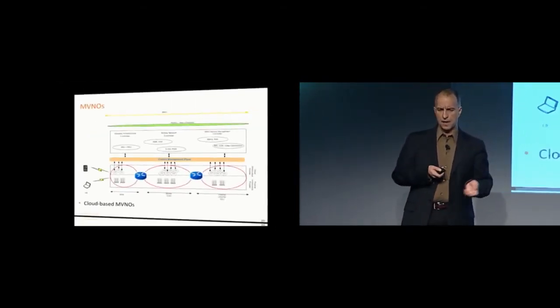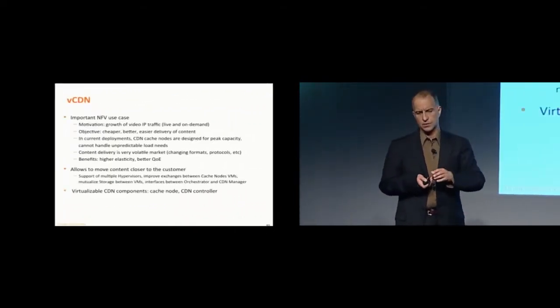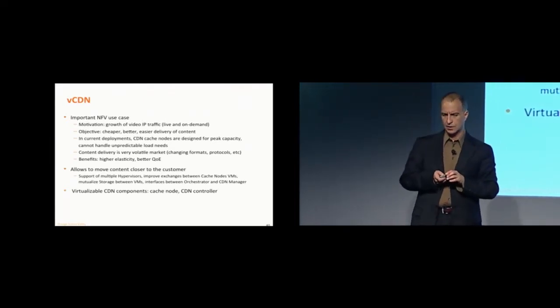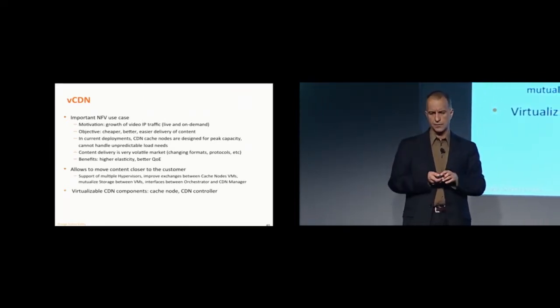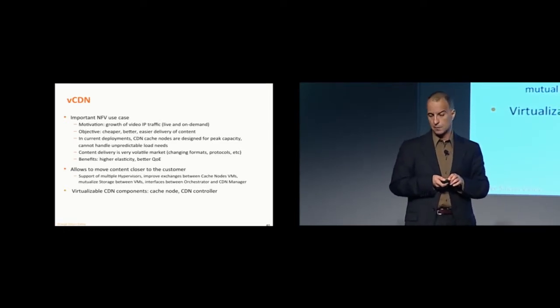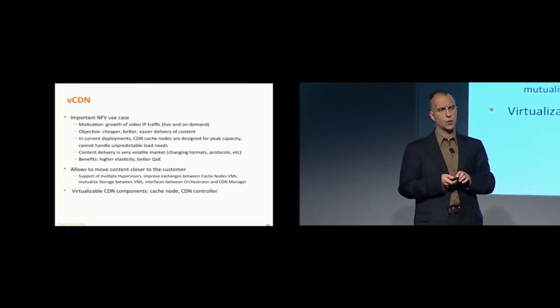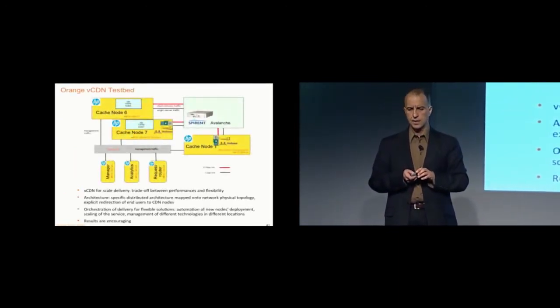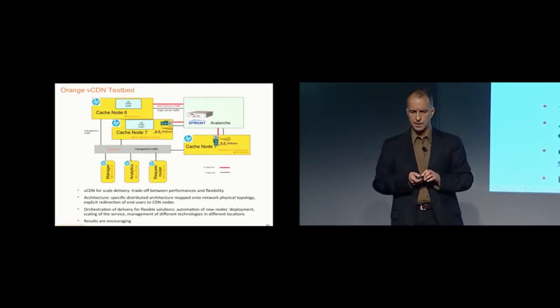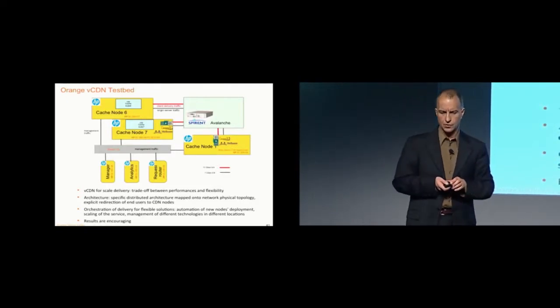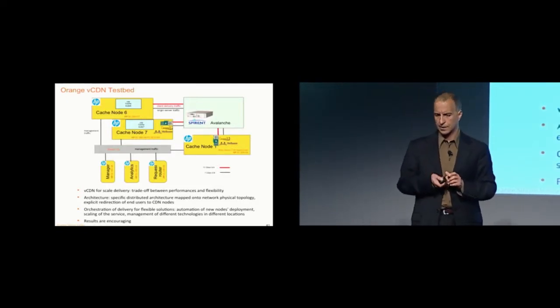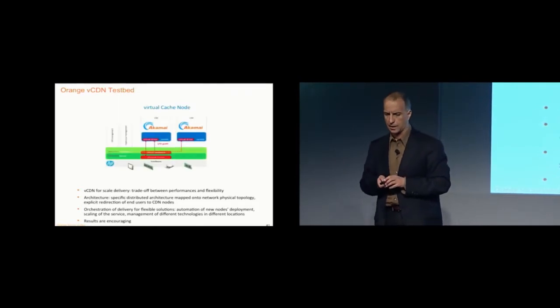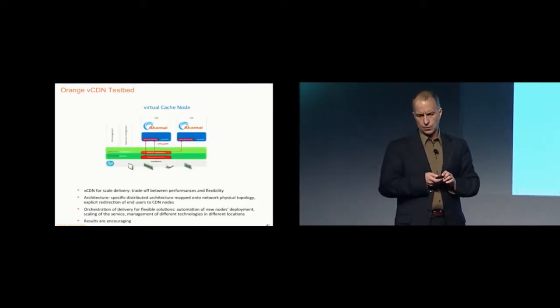Okay, MVNOs, I'm going to skip that. The other thing is VCDN. This is another important use case we've been working on. The thing about content delivery is that it's a very volatile market. It changes a lot in terms of formats and protocols. This is work done in France, actually, that's really ahead in virtualizing the CDN. Here's also a picture of virtual cache nodes and also physical cache nodes. We're working with Akamai, Mellanox, and others to make this happen.